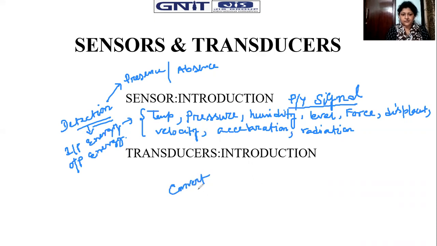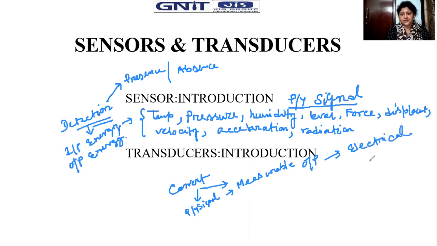After sensing, the transducer will convert the physical signal into a measurable output. That output is generally preferred to be electrical. Why is electrical output generally preferred? Because we can easily process the electrical output further.